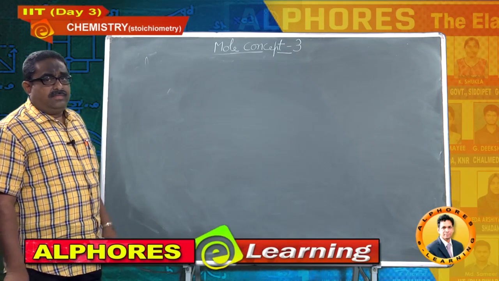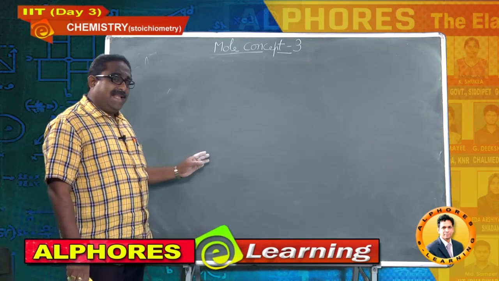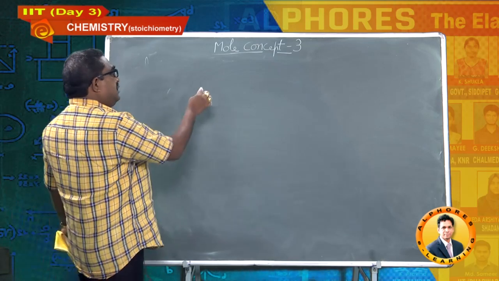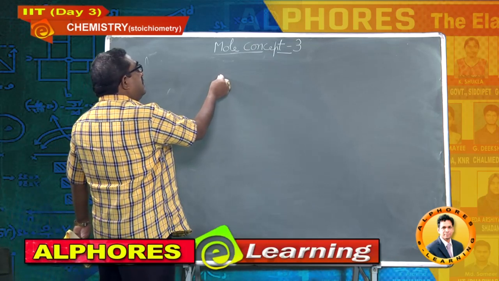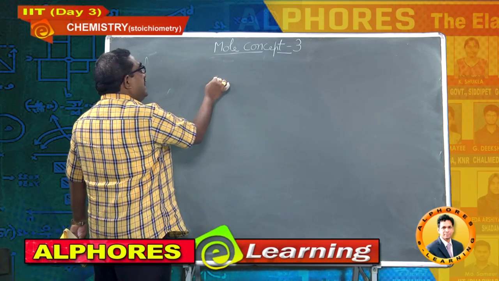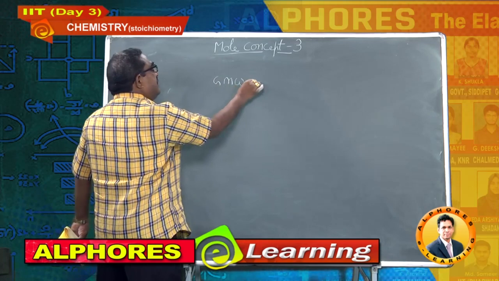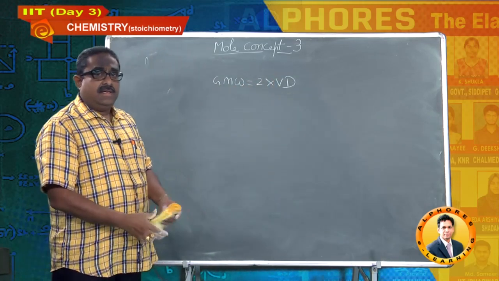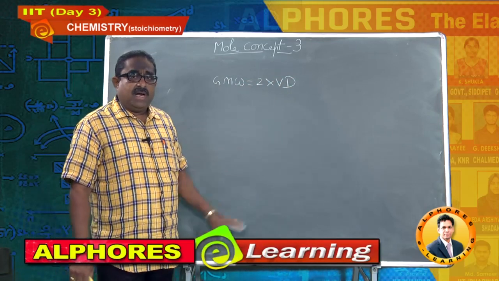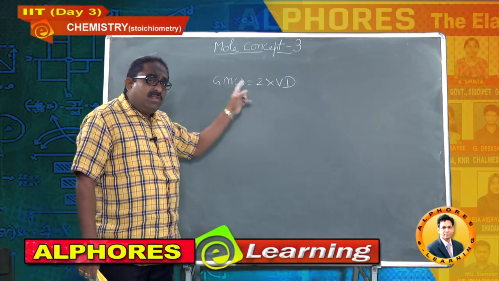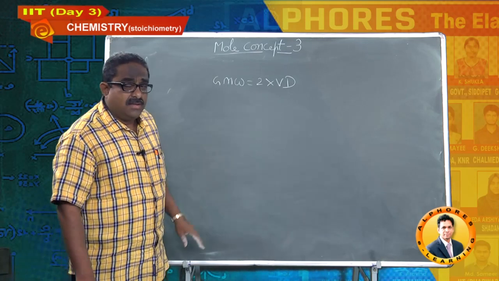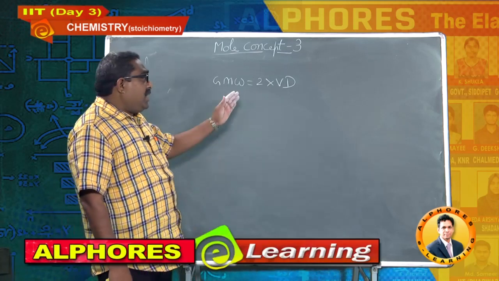In the next session I will go for this concept, that is, for gaseous substances GMW is equal to 2 into vapor density. I will derive this expression and explain it. With this topic, our next session will start, students, and be careful, students.